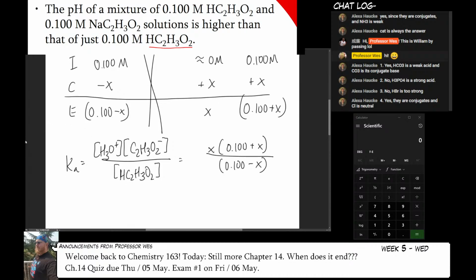And you're going to notice something very interesting happens. So remember, x is small. We can do that here, but we can also do it up here because 0.1 minus a tiny number is still 0.1, but 0.1 plus a tiny number is still 0.1. So now I have x times 0.1 divided by 0.1. So these then cancel. And I get this.